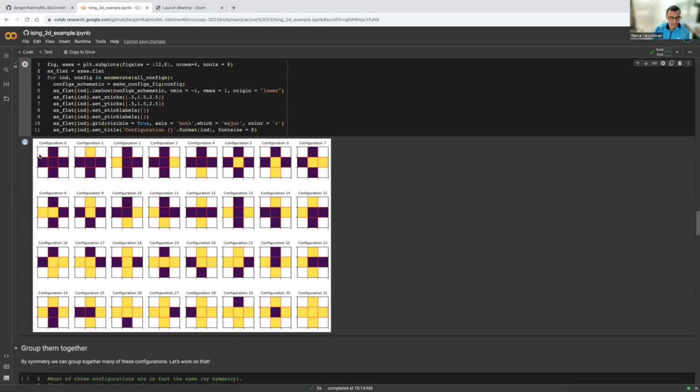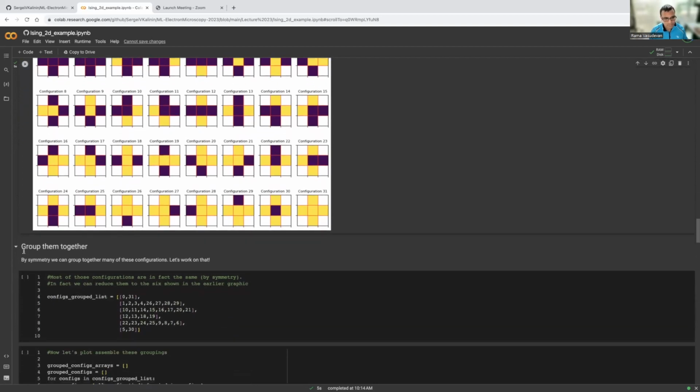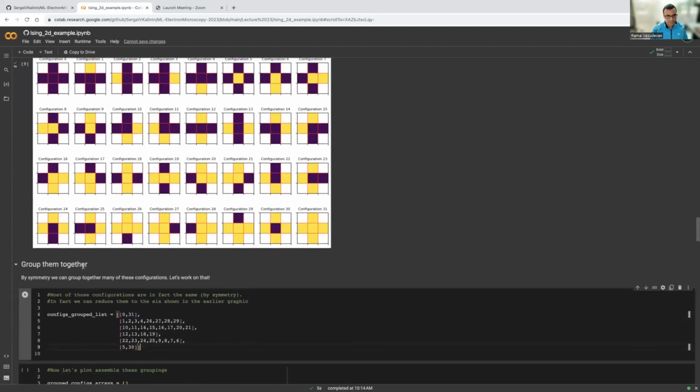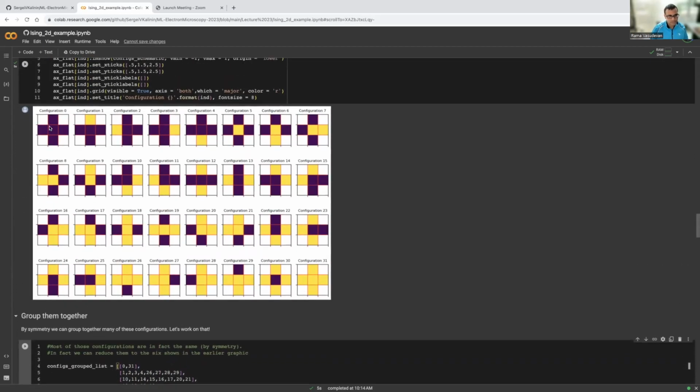Obviously the first one is when everything is the same color, with the -1 spin state. And then here is everything with the +1 spin state. And then you have all of the ones in between. Of course, a lot of these are equivalent, so we want to group these together by which ones are equivalent. Based on symmetry, we can group these together. I've already made a list of what configurations should be grouped together. As an example, we obviously have to group together this configuration with this configuration because they're the same, except they're just flipped. So by symmetry, they should be identical.